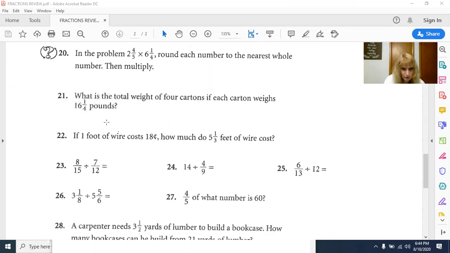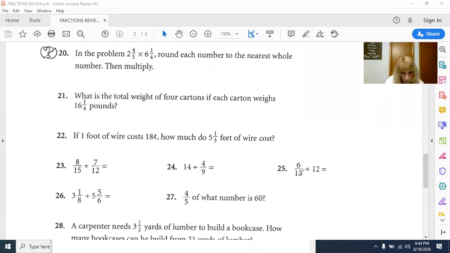Number 21, what is the total weight of 4 cartons if each carton weighs 16 1/4 pounds? You were very close on that one. I'll let you take a look at that one. Multiplying is correct. You made a small error there. 22, if 1 foot of wire costs 18 cents, how much do 5 1/3 feet of wire cost? 1 foot costs 18 cents, which is 5 1/3. So what did you do here?